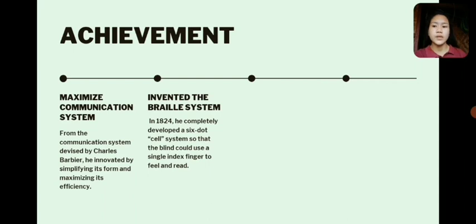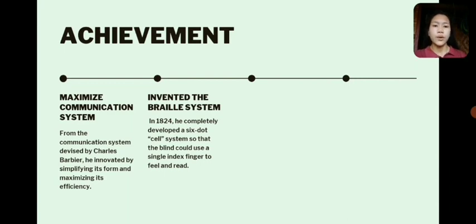His system was comprised of different combinations of 12 raised dots to represent different symbols. His writing suggested that he hoped the system could be used by people with visual and hearing impairments and anyone who was unable to obtain a formal education. Louis Braille innovated by simplifying its form and maximizing its efficiency.